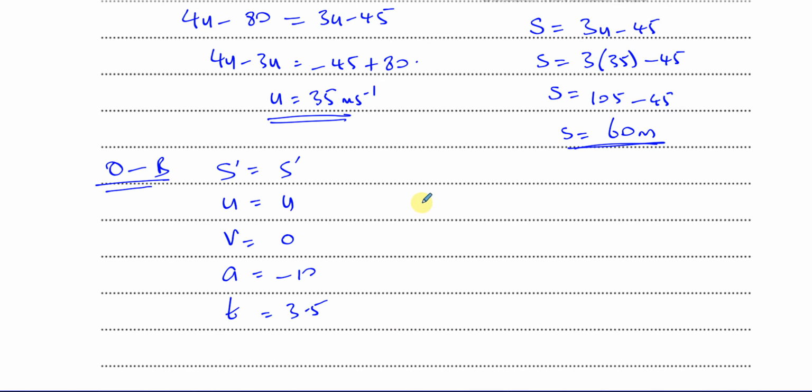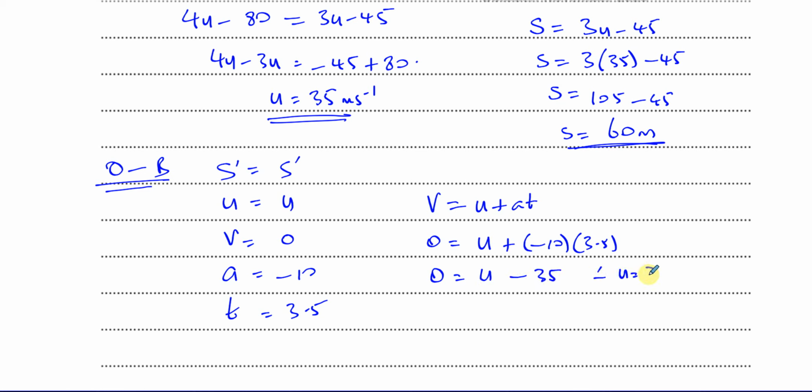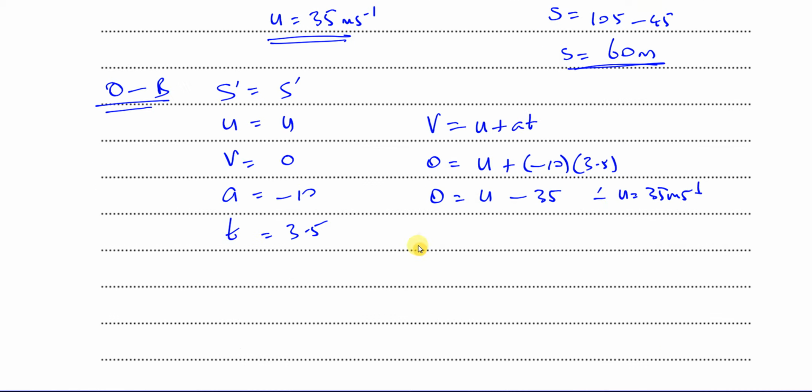And we know that we can use here V equals U plus AT. So V is 0, so 0 is going to equal U, which we have to find, plus minus 10 times 3.5. So you have 0 equals U minus 35. So therefore U equals 35 meters per second, which is what we found. And then we need to find our S.